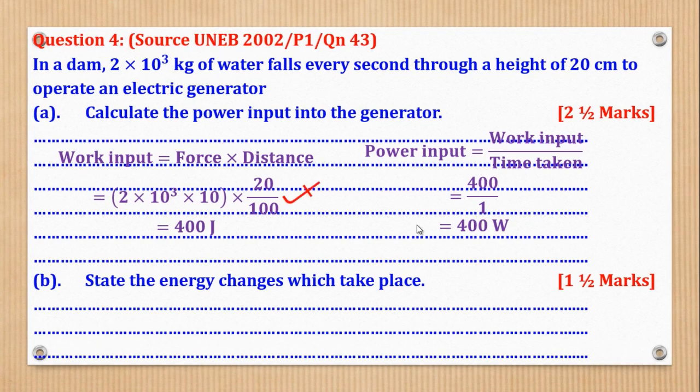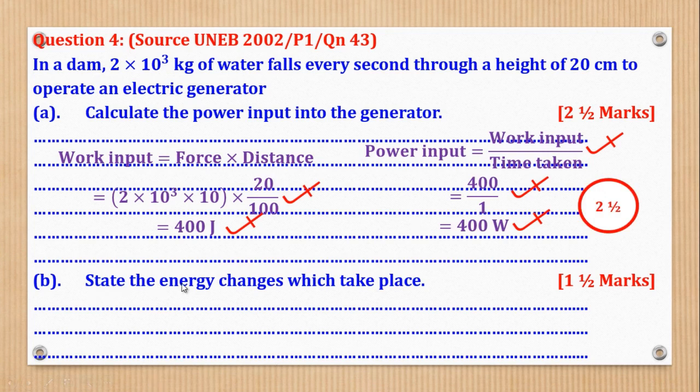Now let's see how much can be awarded. So half a mark will be for substitution, half a mark for getting the work input, another half a mark for the formula, half a mark for substitution, half a mark for the final answer. So basically that's how 2.5 marks could be got. Now we shall go to part B.